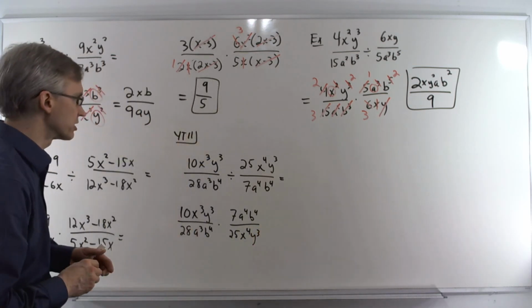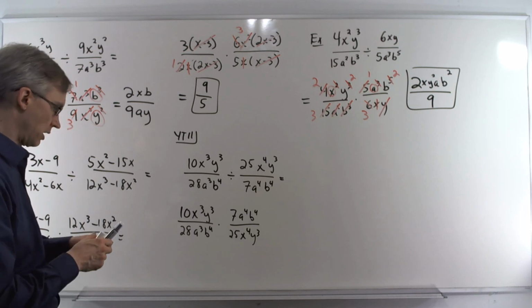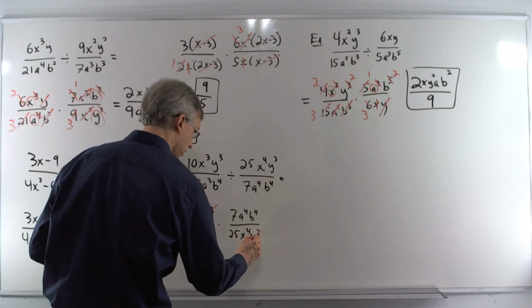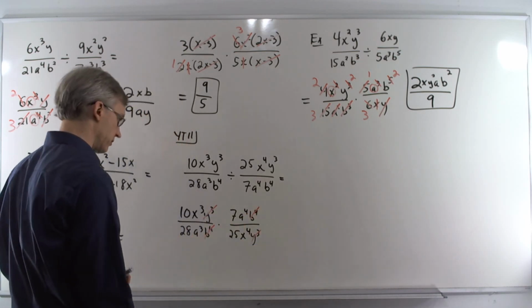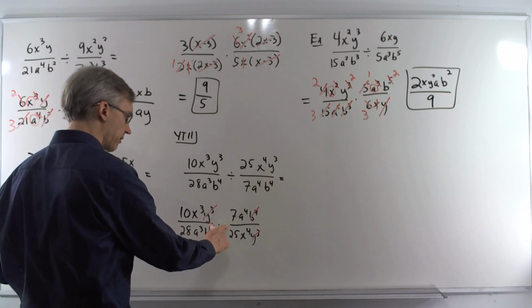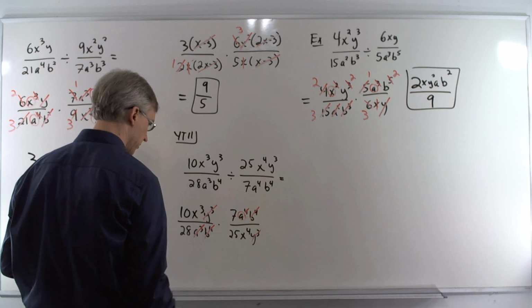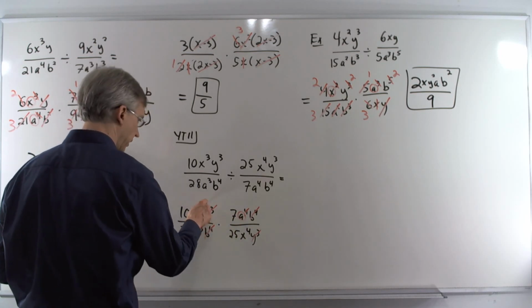Convert to multiplication. Flip the second fraction over. Now let's start canceling. Got 3 y's on top, 3 on the bottom. Those are gone. 4 b's on top, 4 on the bottom. Those are gone. We got 3 a's on the bottom, 4 on top, so we're going to get rid of 3 of them. Keep that 1a. And the x's, same deal, except we're going to have 1 x remaining on the bottom.